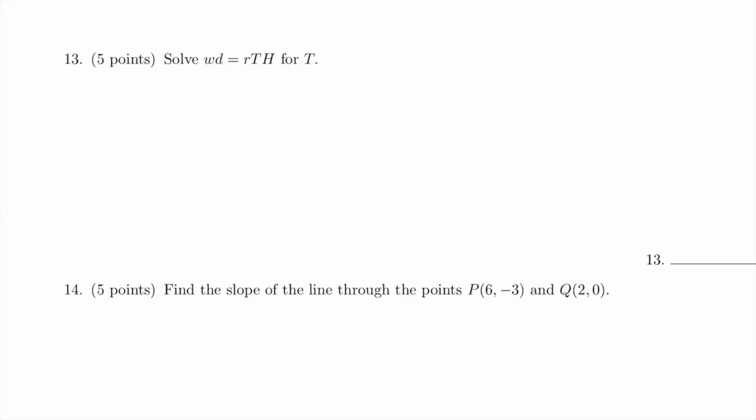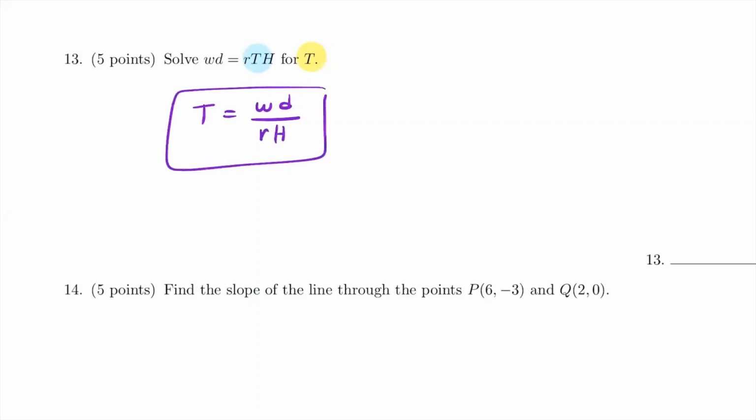Here is number 13. We're going to be solving for t for this little equation. So t is trapped right in here. So I need to divide by r and big H. So t is going to be w d divided by little r big H. So that's the value for t.